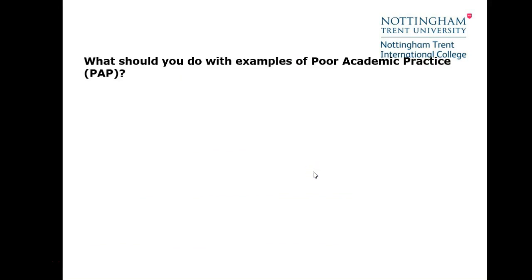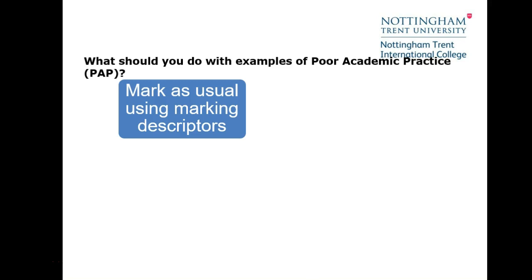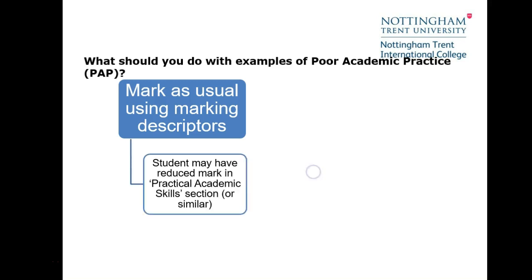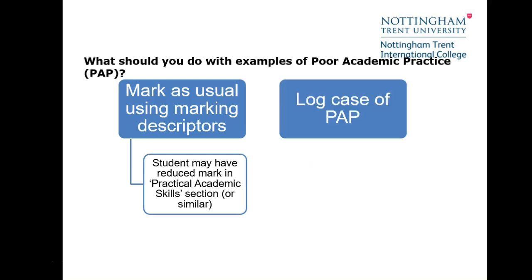So what should you do with these kinds of examples? Well, you need to mark it as usual, using the marking descriptors for the particular assignment that you're marking. The student may have a reduced mark as a result of this in the practical academic skills section or whatever is similar within the particular marking descriptors that you're using.